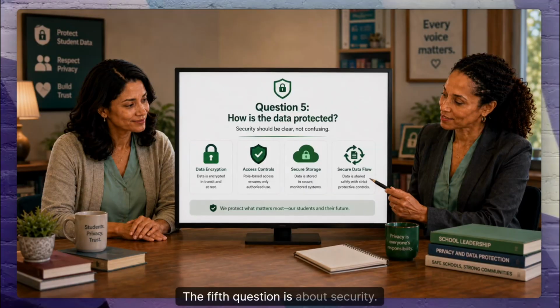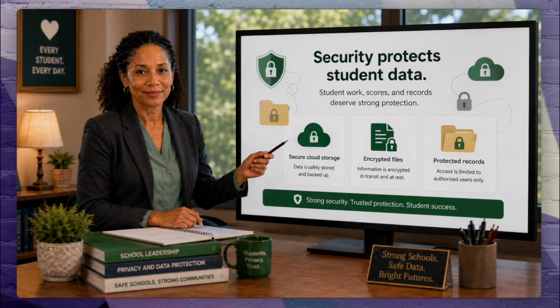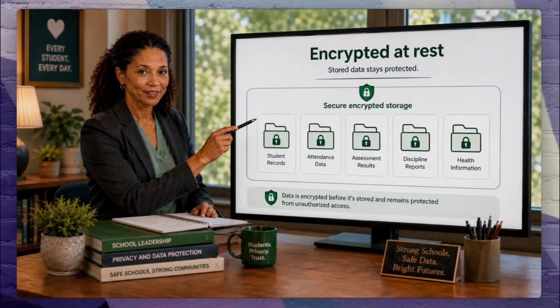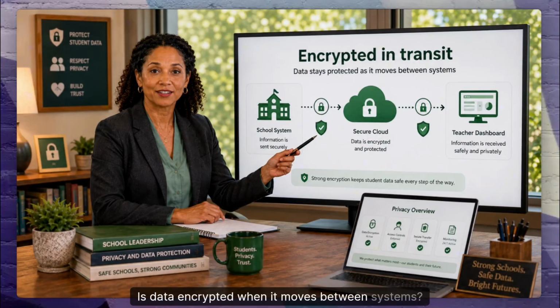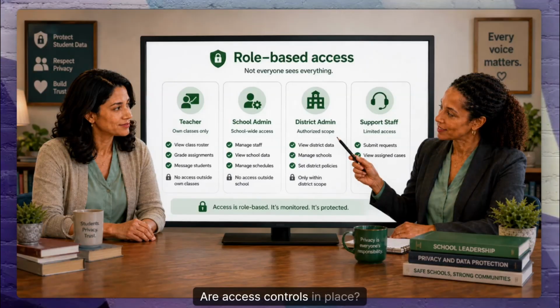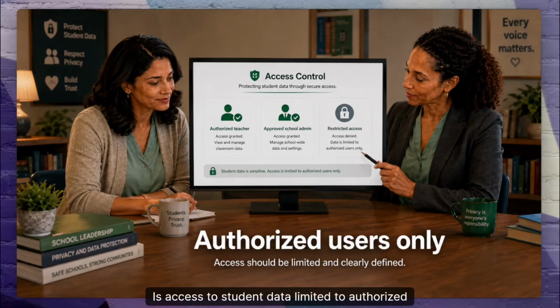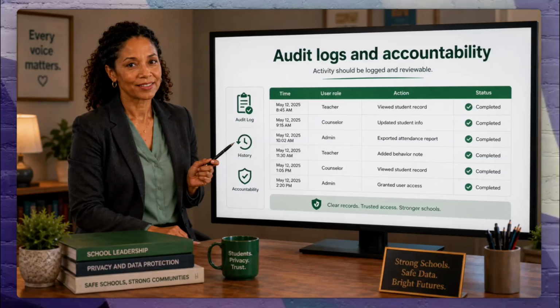The fifth question is about security. Privacy is about how data is used. Security is about how data is protected. Schools should ask, is data encrypted when it's stored? Is data encrypted when it moves between systems? Are access controls in place? Is multi-factor authentication supported or required? Is access to student data limited to authorized users? Does the vendor have a documented incident response process?